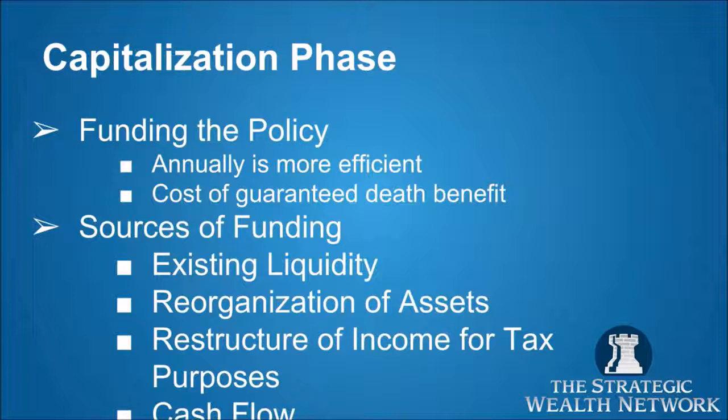So here's the capitalization phase. We've created the policy. We have looked at several different illustrations. We have found your number. You are going through underwriting, and now we're going to fund this policy. So how do we fund the policy? Are we going to do it annually, monthly, quarterly, what? Annually, obviously, is more efficient because from day one, the death benefit is guaranteed no matter if you pay a monthly, quarterly, or annually premium. There's a cost to guarantee that death benefit, obviously.